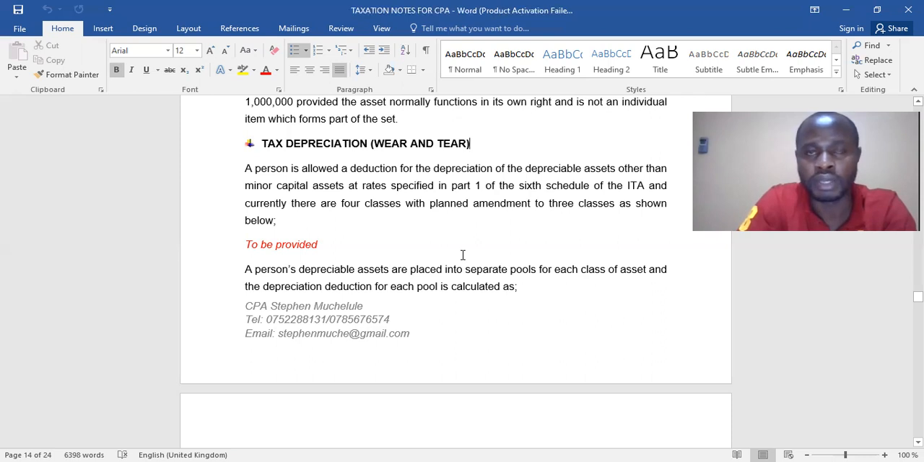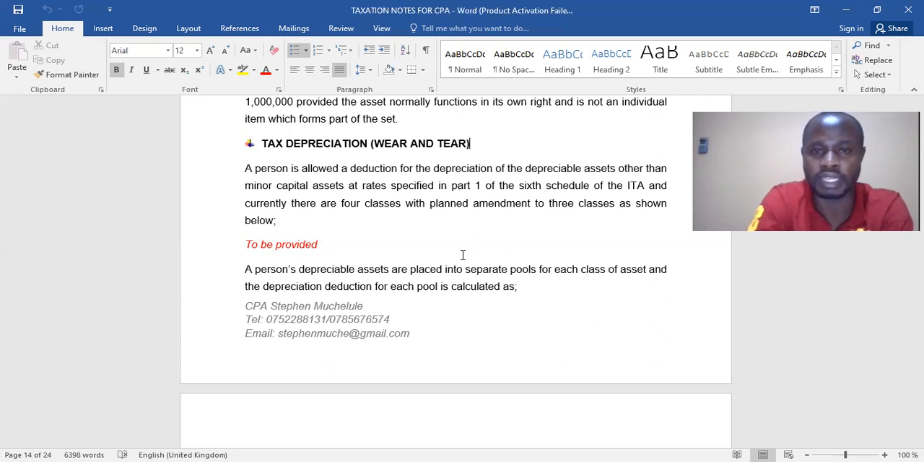So in the amendment, class 2 has been deleted. The intention of the legislators is to do away with the 35% capital allowance. For that matter, all the vehicles have been moved to the last class. So there will be 3 classes.